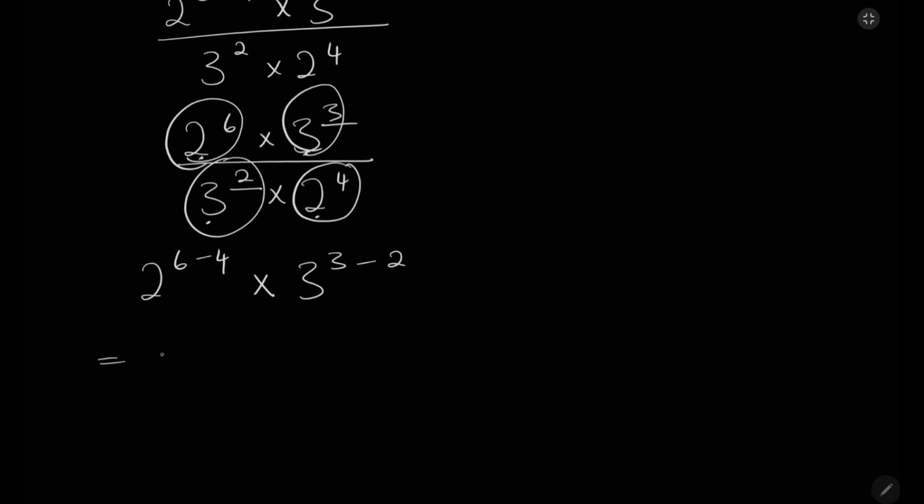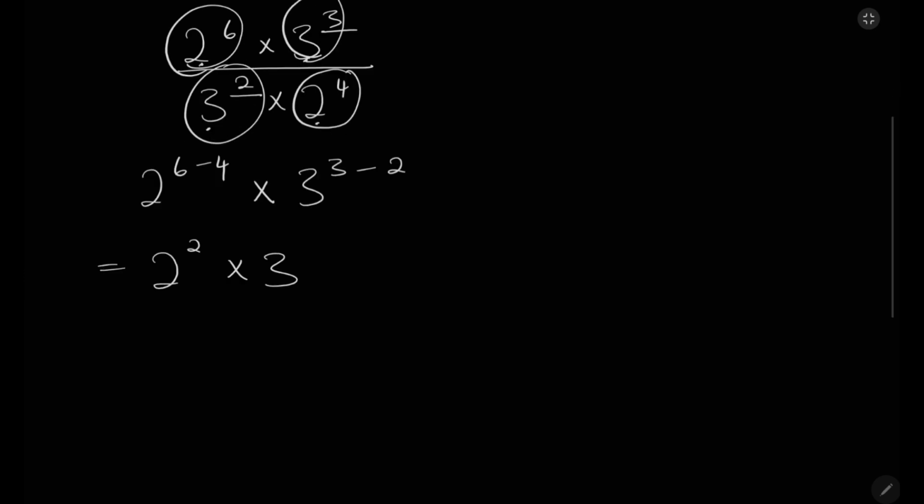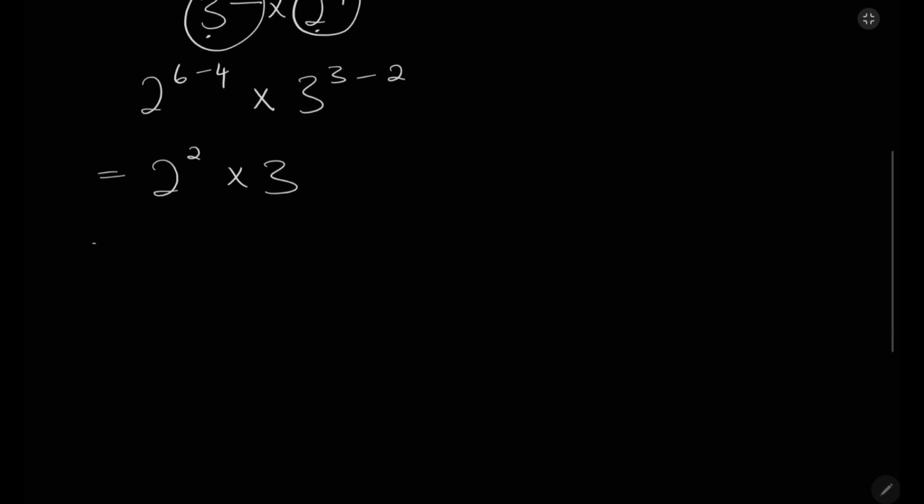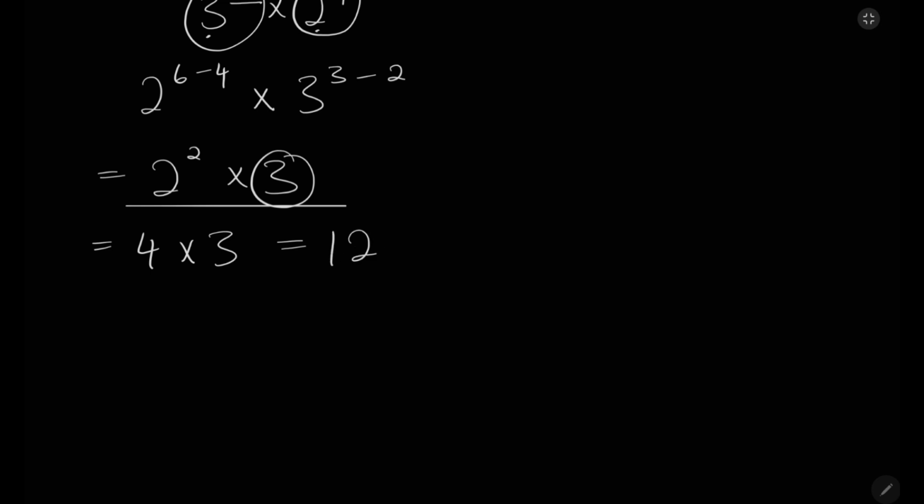Now let's simplify. You have 2, 6 minus 4 is 2, times 3. 3 minus 2 is 1. So we can just write this as 3. We can also take this a step further by simplifying this 2 squared, as it's not really a big number. Leaving it here doesn't mean your answer's wrong, okay? So we can say 2 squared, which is 4 times, we just have 3 here. 4 times 3 is 12.